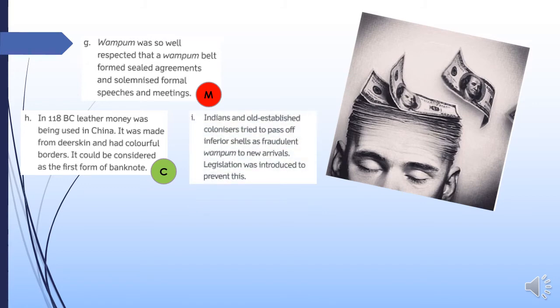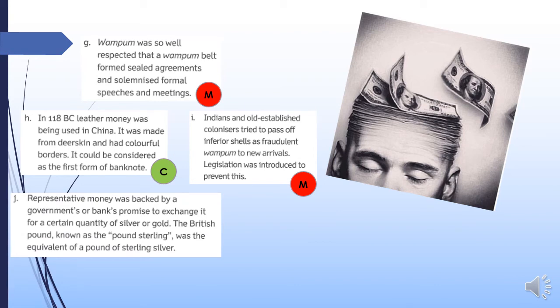Indians and old established colonizers tried to pass off inferior shells as fraudulent wampum to new arrivals, so legislation was introduced to prevent this. So Indians and old colonizers tried to make inferior shells, a less valuable type of currency than the ones they had, and introduced it to the new arrivals as wampum. So they tried to make fake currency. And then legislation came, that is a set of laws, to prevent such fraud. This is on the history of money. Wherever wampum exists in our questions, it is a part of the history of money.